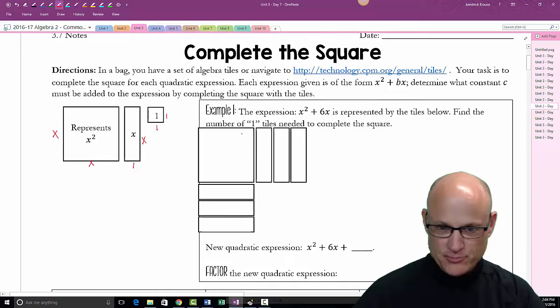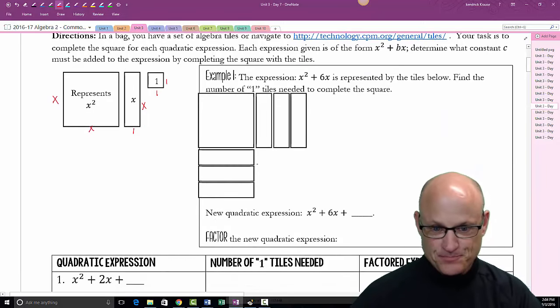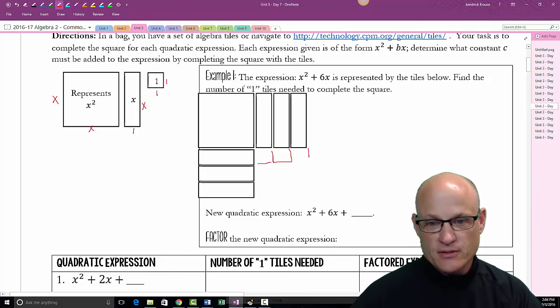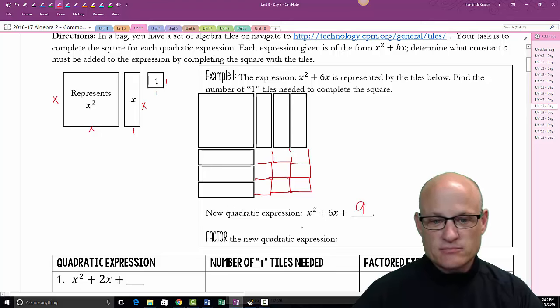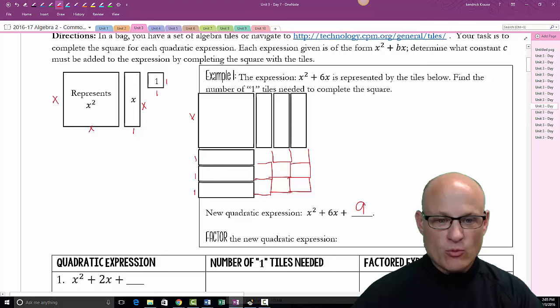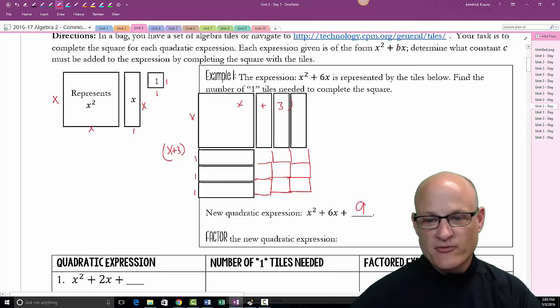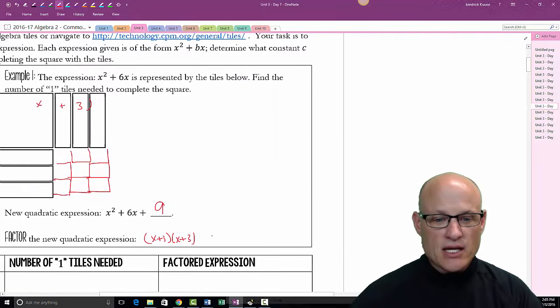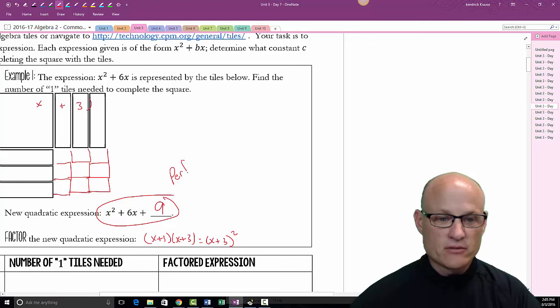Now today is about completing the square. If I were to give you this and you had to fill it in, you would have to use nine squares. So if you have your algebra tiles, you'd use nine, and I would put nine here. And if I wanted to factor this, if this length is x, and this is 1 and 1 and 1, this side is x plus 3. And this side would be x plus 3 as well. So the factoring of this would be x plus 3 times x plus 3, or x plus 3 squared. This is a perfect square trinomial.